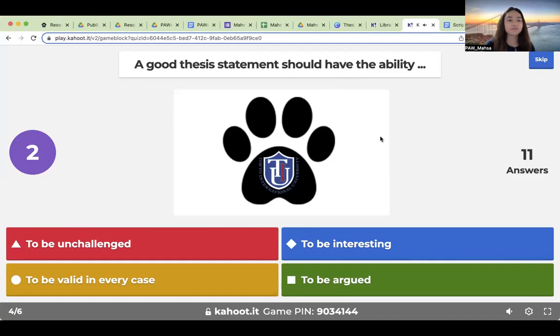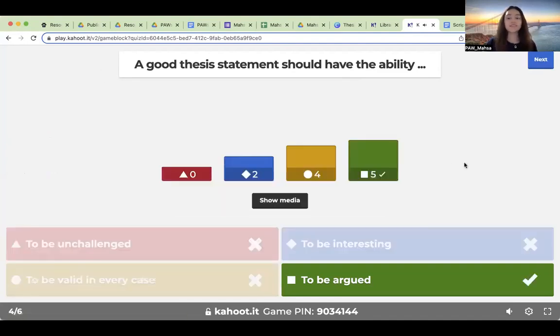That's a good perspective. Great. Okay, this is a bit of a tricky question, I guess. It is. Yeah, so we'll definitely cover more on this, what constitutes a good thesis statement, later on in our presentation.